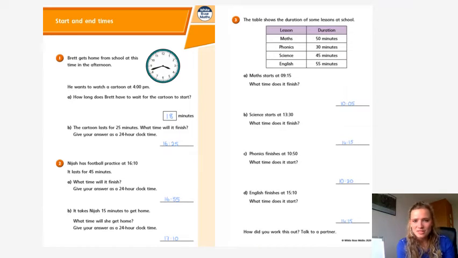Okay, so let's have a look at number 1. Brett gets home from school at this time in the afternoon. He wants to watch a cartoon at 4 p.m. How long does Brett have to wait until the cartoon starts?